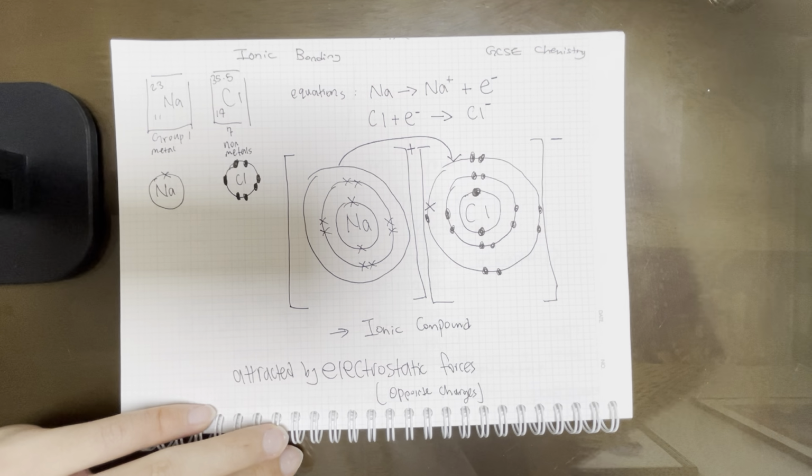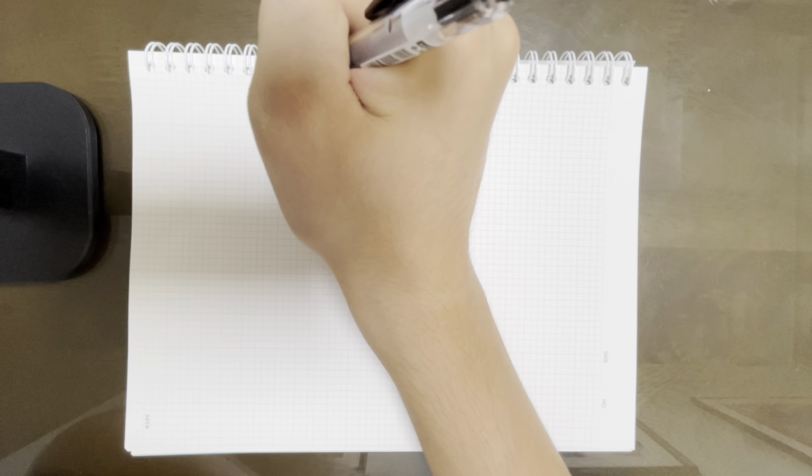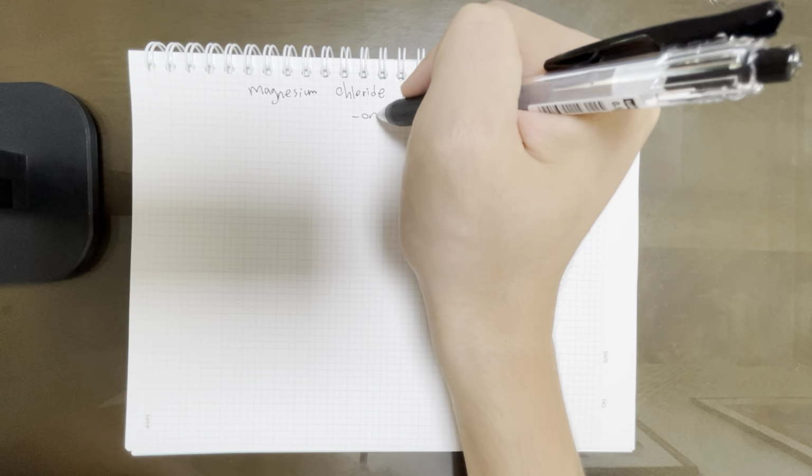Let's take a look at one more example, just so that we can fully consolidate the idea and what actually happens. So we're going to draw the dot and cross. In your exams, it's going to ask you like this: draw the dot and cross diagrams for the formation of magnesium chloride. And I'll tell you that it's MgCl2, magnesium chloride. And only draw the outermost shell.